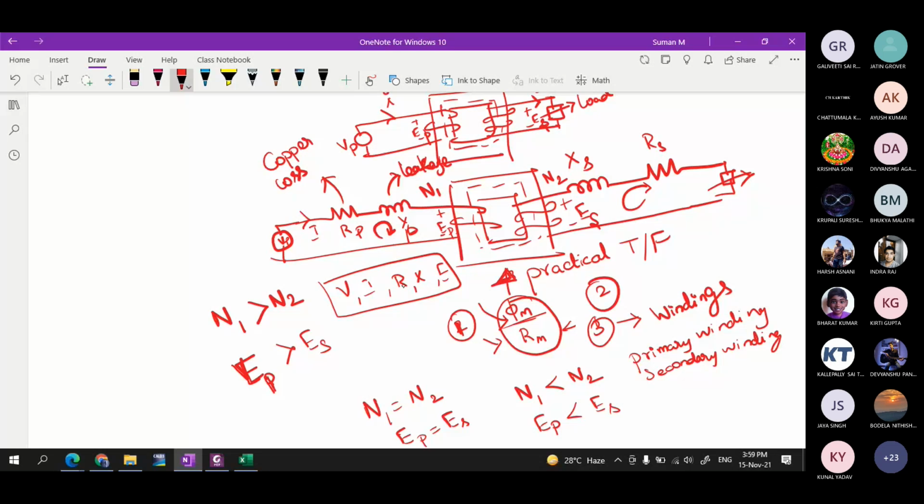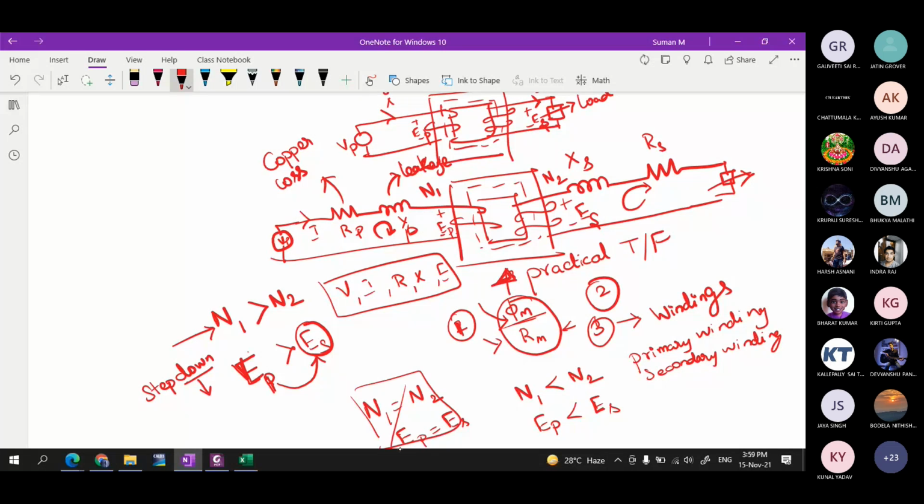Why are we talking about this? For the condition where the primary EMF is greater, this transformer will act as a step down transformer. It is going to reduce the voltage from one end to the other. Here you have higher voltage, and on the secondary side you have a lower voltage. So you are reducing the voltage, which is called step down. Then forget about the other case for now.